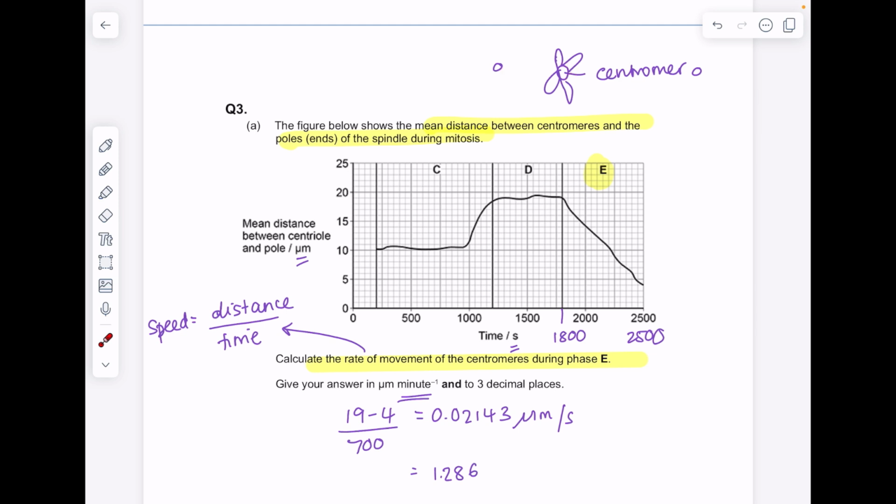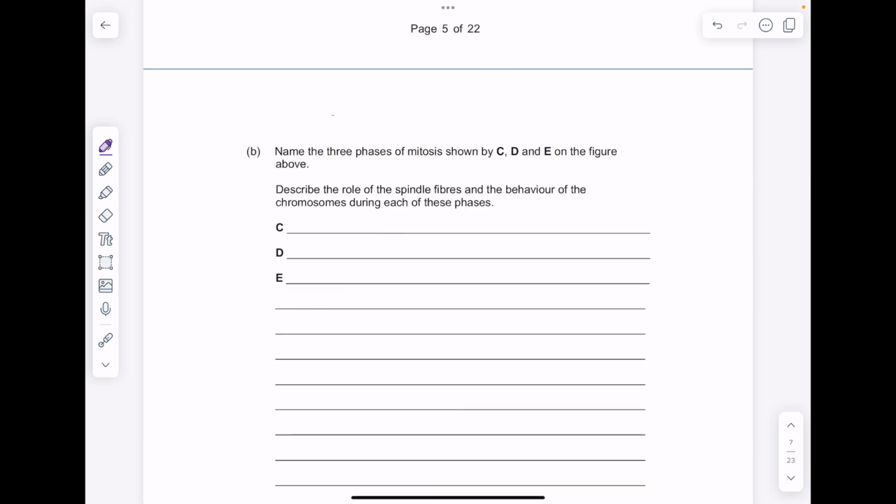So remember, if these are your 2 poles, remember that in metaphase, the chromosomes line up at the equator, and then in anaphase, they start migrating towards the poles. So that distance will therefore reduce. So we can say that this is anaphase, this is metaphase, because of the equator, and this is prophase. So you get marks for saying exactly what each of these phases are.